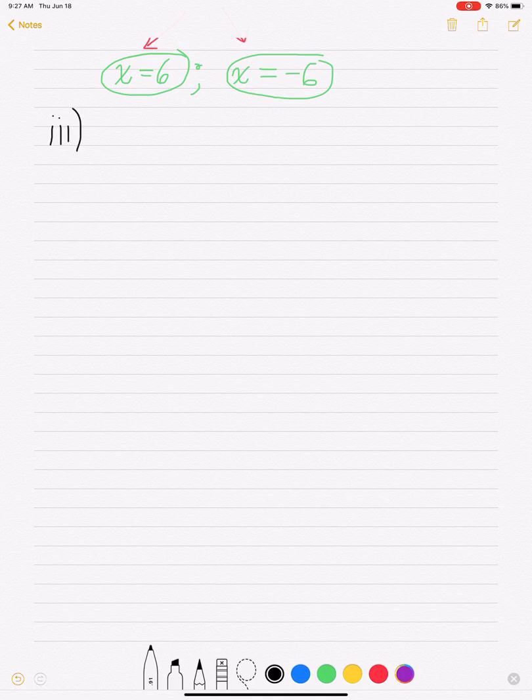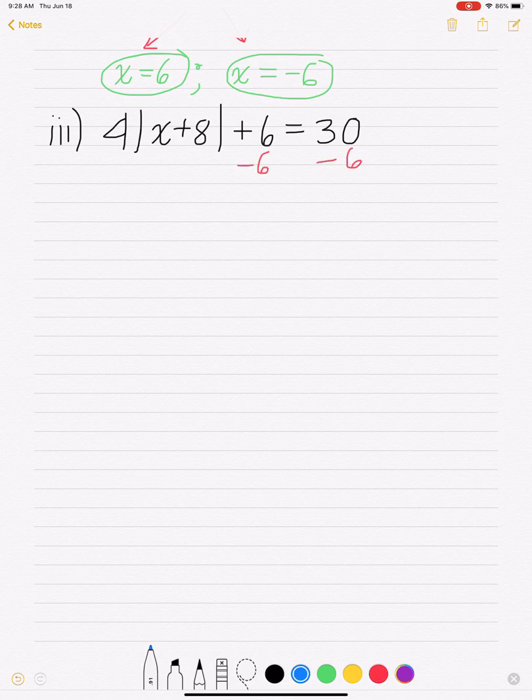Number 3, I have 4 times the absolute value of x plus 8, plus 6, equals 30. You see an absolute value showing up, so you want to get the absolute value by itself. The first thing we have to do is get rid of that plus 6, so we're going to subtract 6. It's going to leave us with 4 times the absolute value of x plus 8. 6 and negative 6 cancel. On the right-hand side, 30 minus 6 is 24.